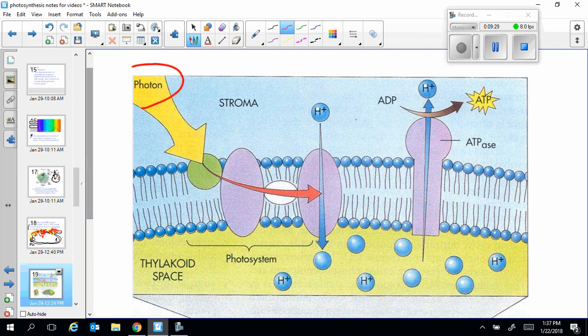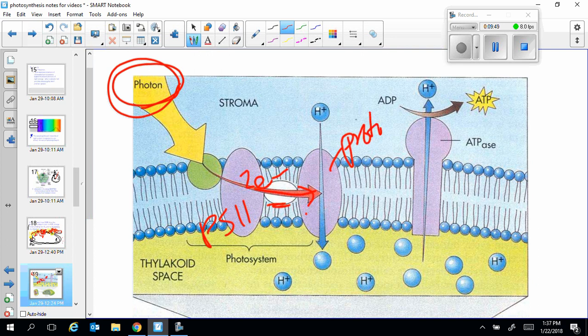So here's my photon of light coming in. And here is my first photosystem. So this is photosystem 2. And it's able to lose 2 electrons. And they are going to go to an electron acceptor, which is this molecule here in the middle. And this would be a proton pump. And it's a pump, which means that it's moving things from low to high concentration, and it's using some of the energy from the electrons.